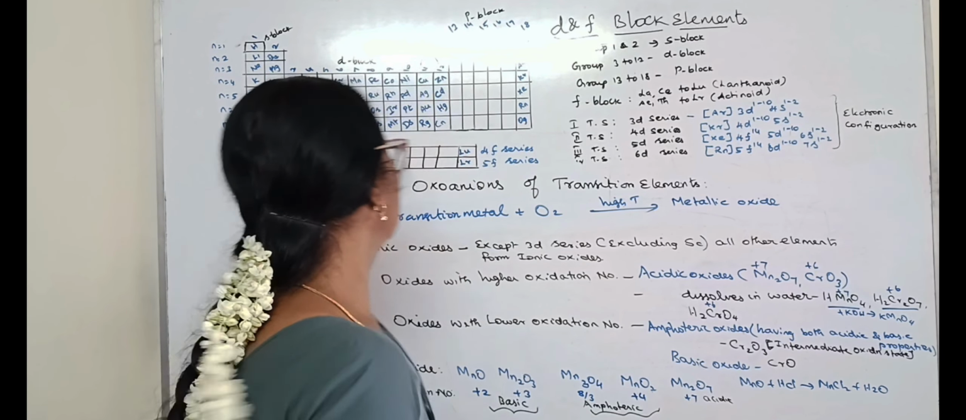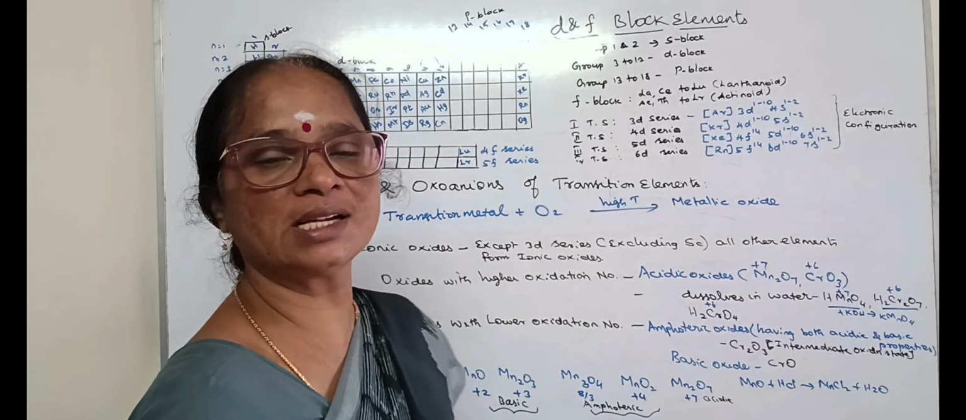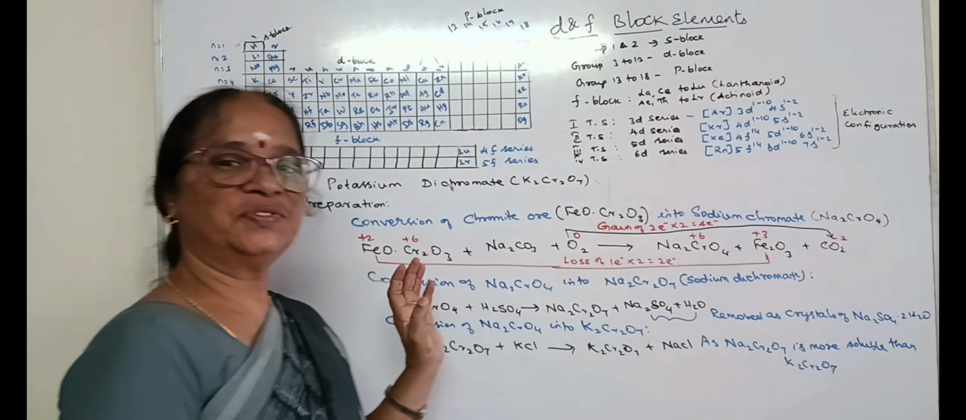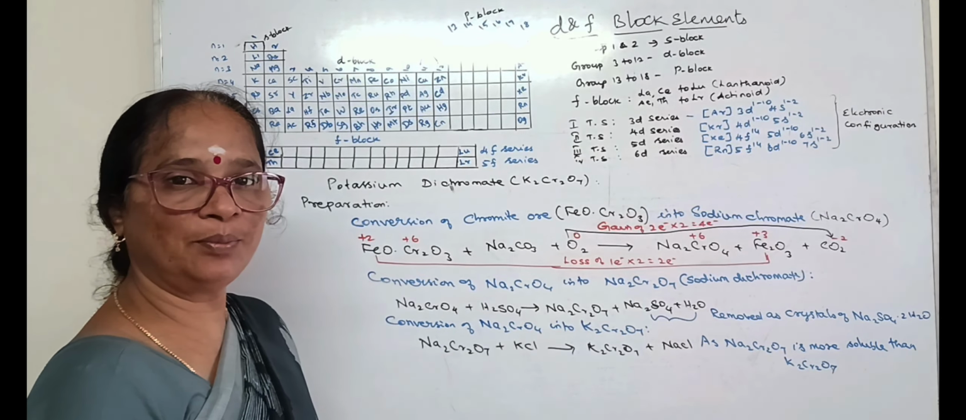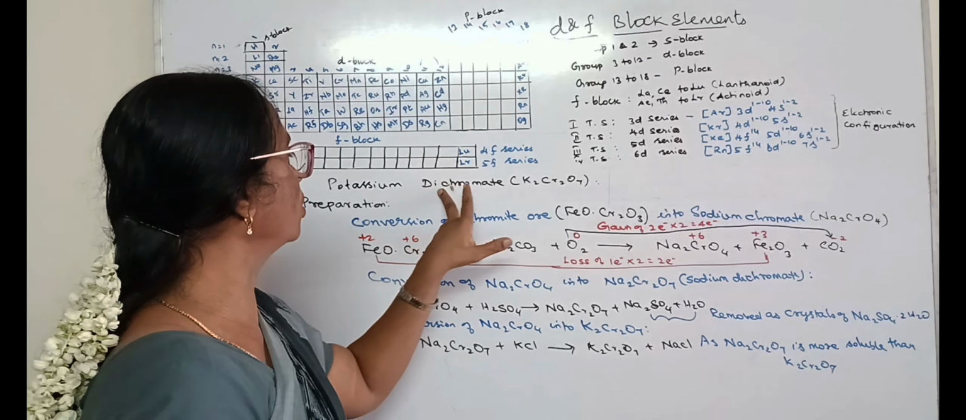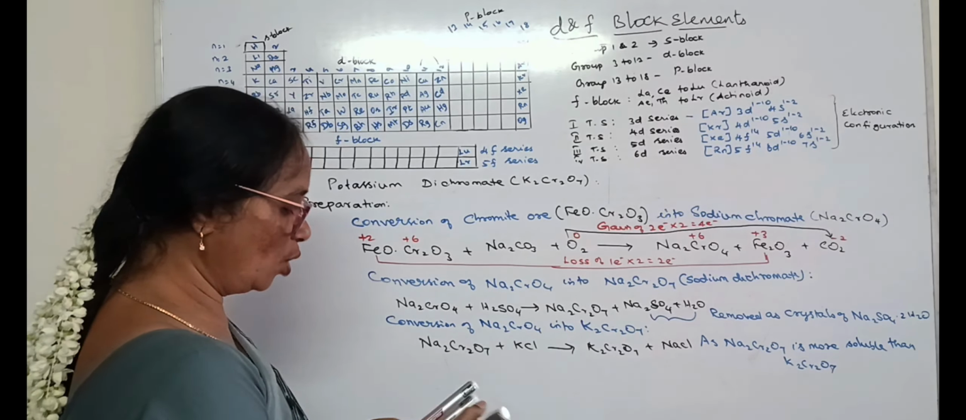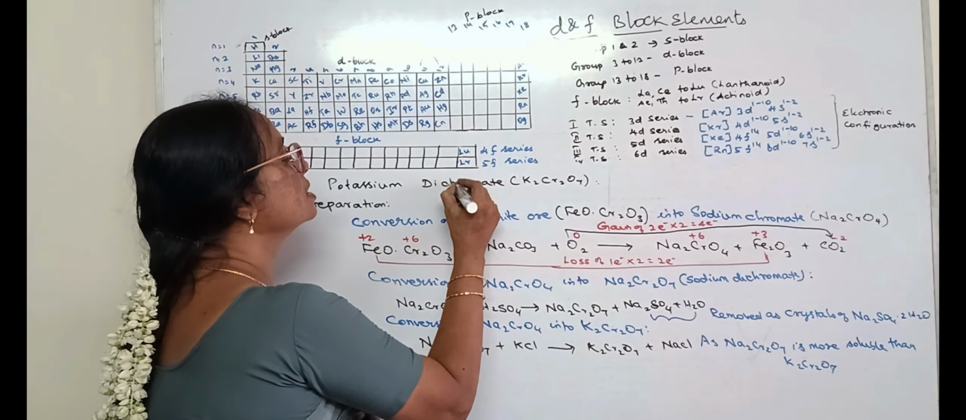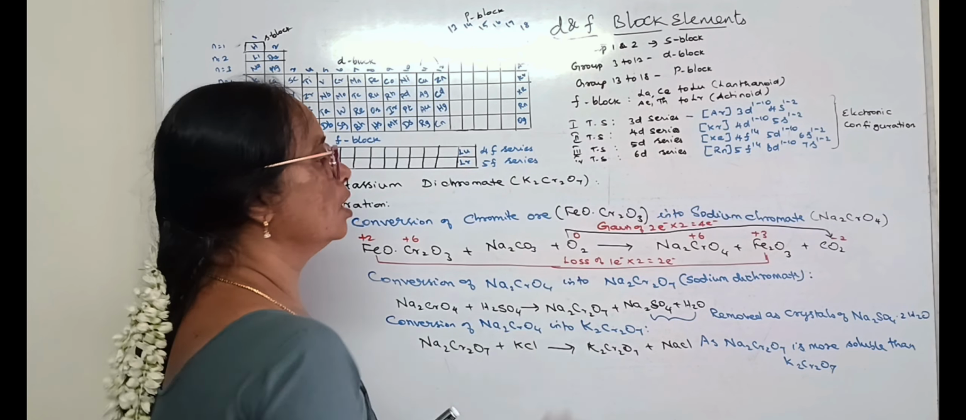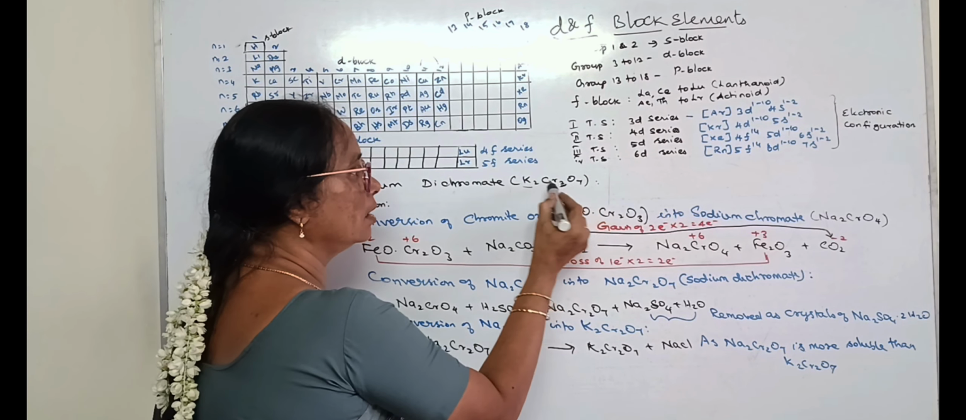That's all about the oxides and oxoanions of transition metals. The first compound of transition metals is potassium dichromate. The formula of potassium dichromate is K2Cr2O7.